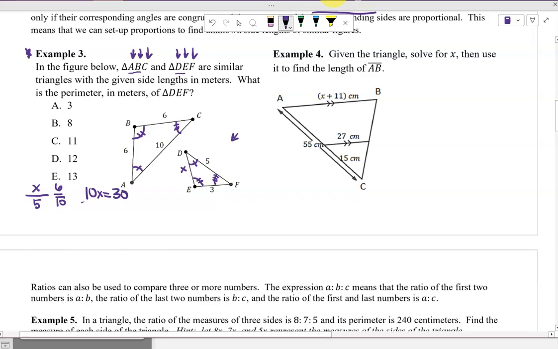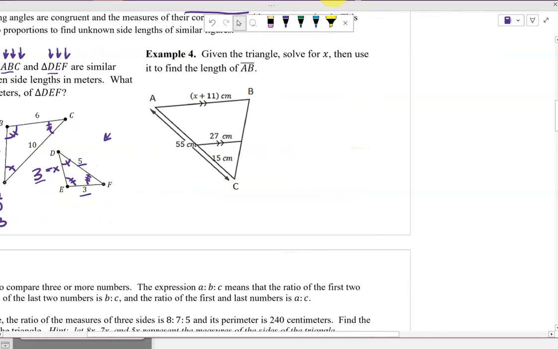Don't know why the numbers aren't staying. And then divide by 10. So x is going to equal 3. And then it wants the perimeter all the way around this smaller triangle. So 3 plus 3 plus 5. So I have 6 plus 5, and we're looking at 11. So what's the perimeter all the way around? This side is 3, and all the way around is 11. So answer C.